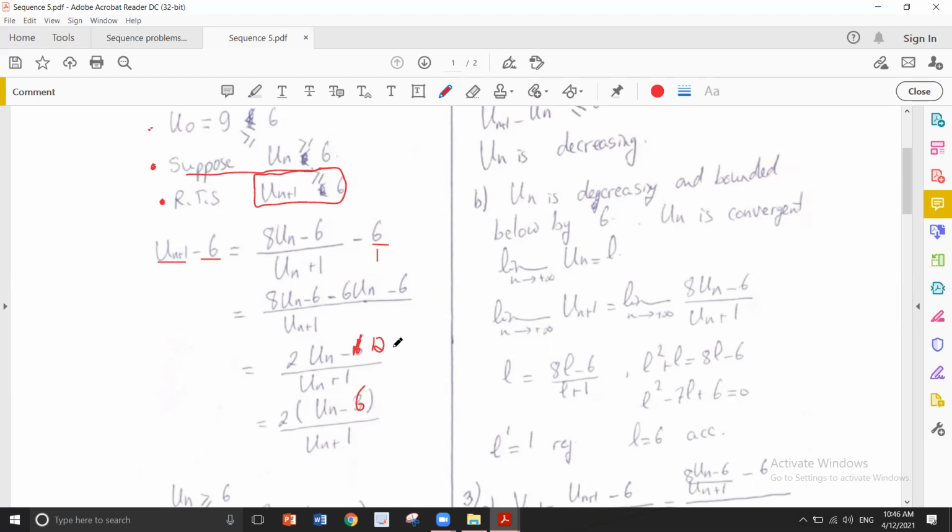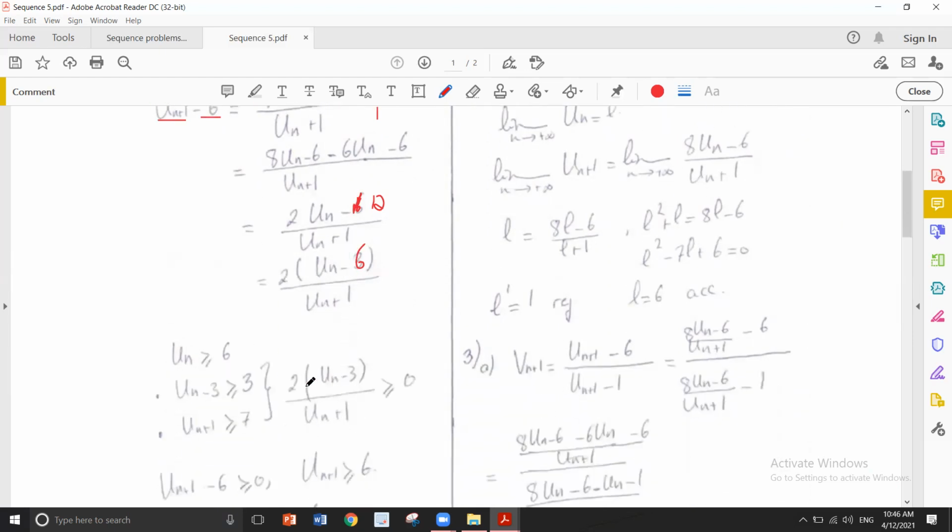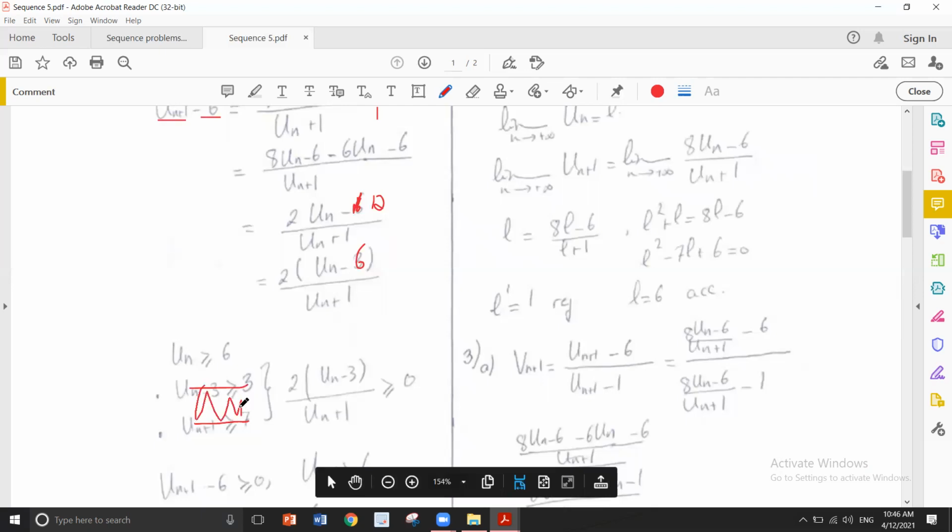So 2 into un minus 6. What is the sign of this one? Positive or negative, and why? Positive. Okay. So here we have un, don't write this. Since un is greater than 6, un minus 6 is positive.